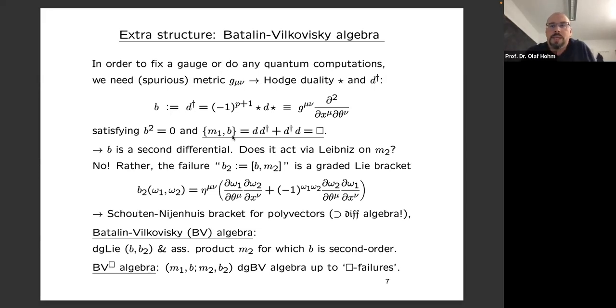But it's not actually quite that because of this relation up here. So if M1 and B, the two differentials, which are of opposite degree, would anti-commute, then everything would be nice, but they don't anti-commute. From this basic relation, we see they anti-commute to box, the wave operator. So this is not a DGBV algebra because it has these what we call box failures. So relations you would impose fail due to box being a second order operator. And hence I call this a BV-box algebra. So that's a funny name, but that's just the structure you have.